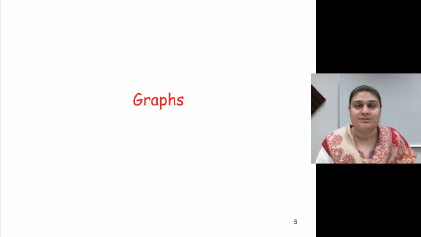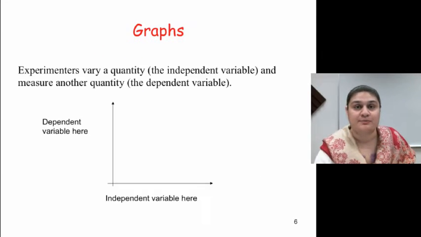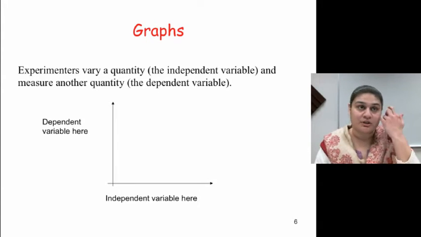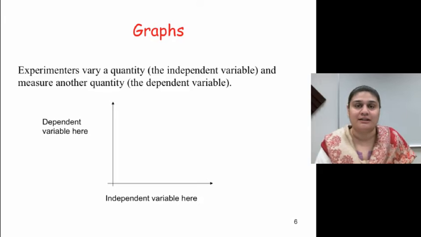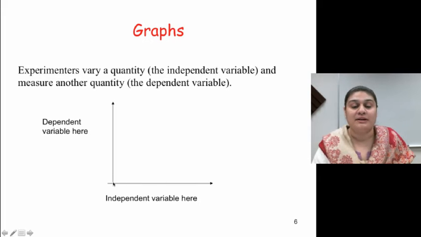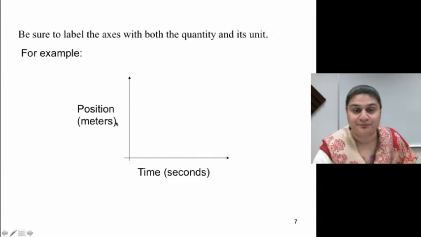In the last part of this chapter, we will talk about graphs. Experimenters vary a quantity, the independent variable, and measure another quantity, the dependent variable. And the easy way to visualize all these tables and all the data that you might get is in terms of graphs. In terms of graphs, the independent variable is generally always plotted on the x-axis, which is the horizontal axis that you see here, and the dependent variable is plotted on the y-axis, which is this axis that you see where my arrow is pointing.